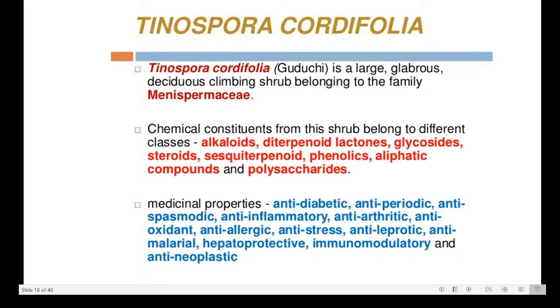Okay, another one is Tinospora. Tinospora is nothing but Synthil. It is also growable by normal people, so you can grow it in your home. The Tinospora is large and glabrous.